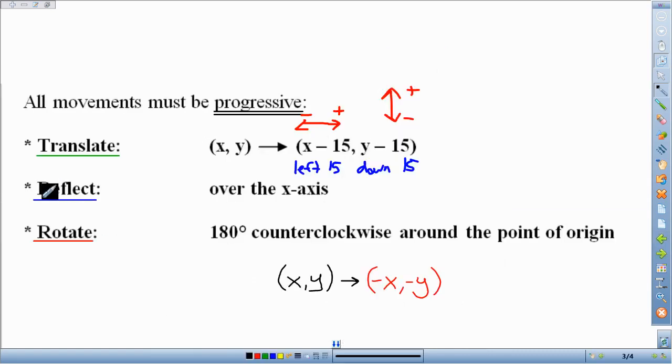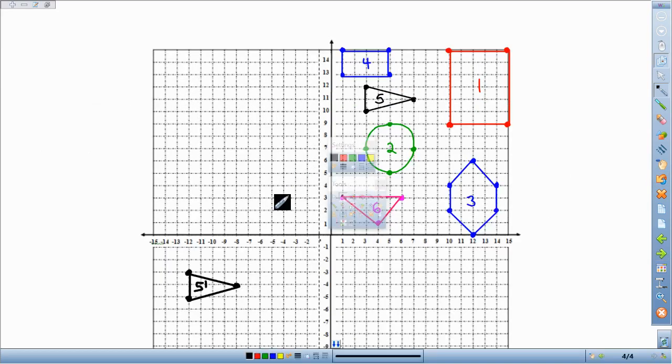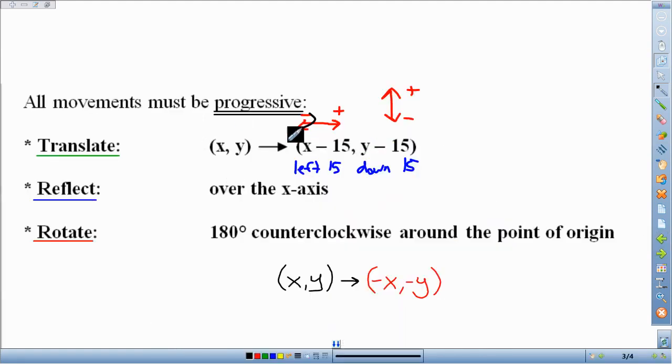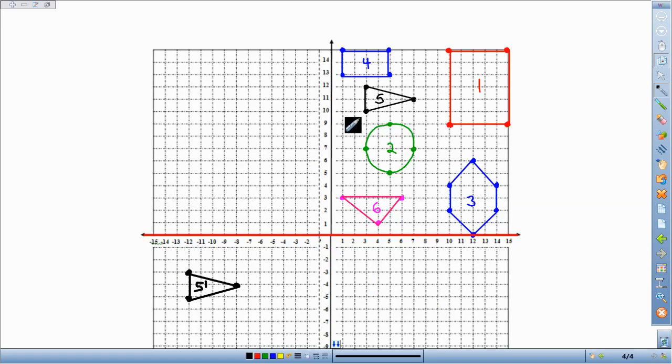The next thing they're asking us to do is to reflect this thing over the x-axis. So first things first, our x-axis, as you guys know, is this line right here. That's what we're reflecting. Here's the big thing. Again, these must be progressive. That means when we go to reflect over the x-axis, we're not doing it to this original. We're doing it to our latest image.